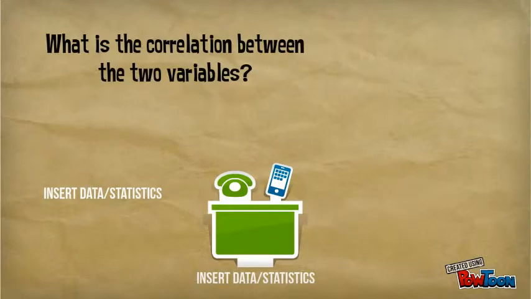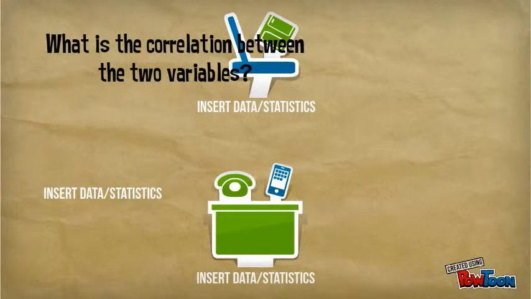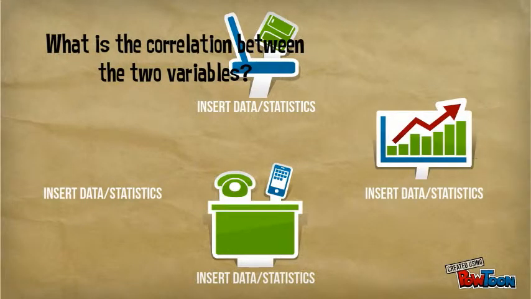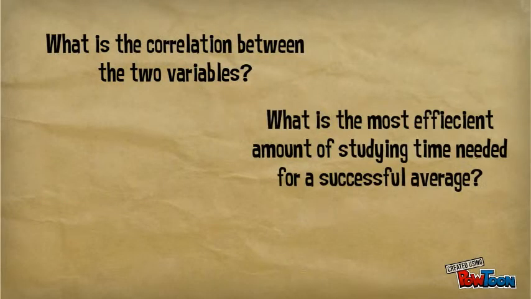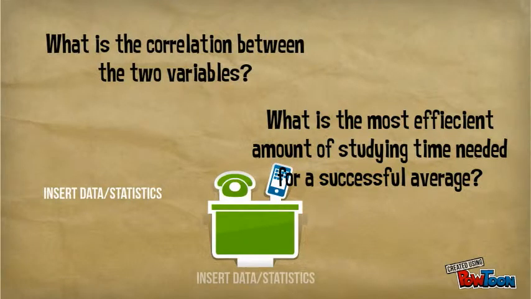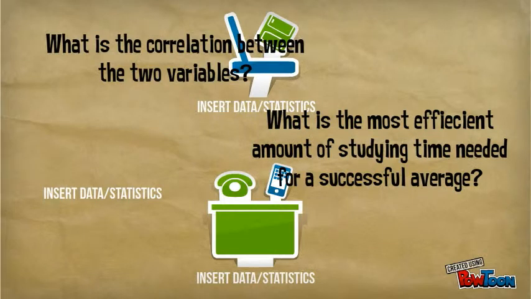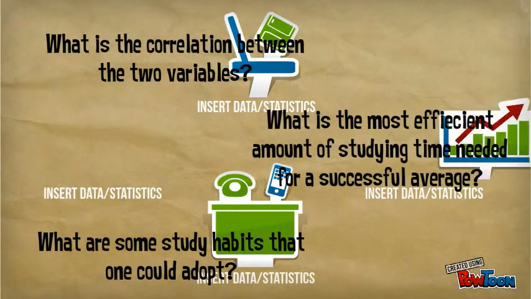Some of the sub-questions that I wanted to answer going into this are: what is the correlation between the two variables x and y, x being the amount of time spent studying and y being the overall average achieved? What is the most efficient amount of studying time needed for a successful average? Of course, everyone's idea of success is different, so that answer varies, but hopefully you'll get some insight after this presentation. And finally, what are some study habits that one could adopt?